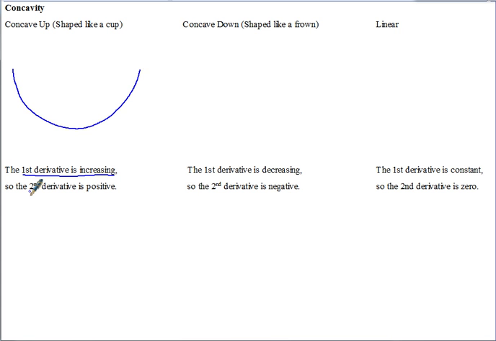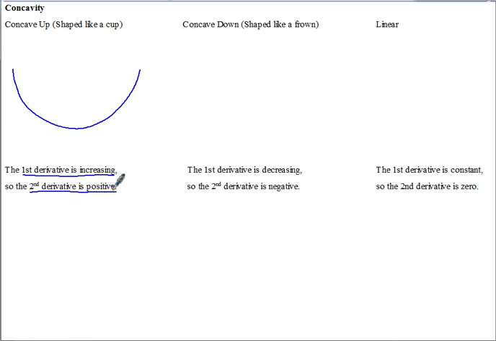So that must mean the second derivative would have to be positive. The second derivative is positive because it's the derivative of the first derivative, right? Just like the first derivative tells you whether the original function is increasing, the second derivative tells you whether the first derivative is increasing or decreasing. So if the first derivative is increasing, the second derivative must be positive. So in any case, it's concave up.